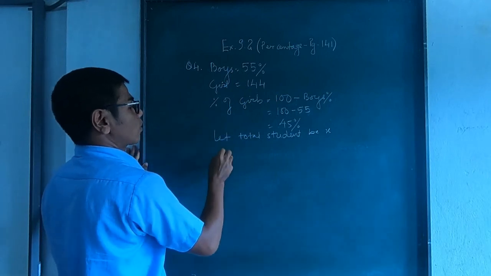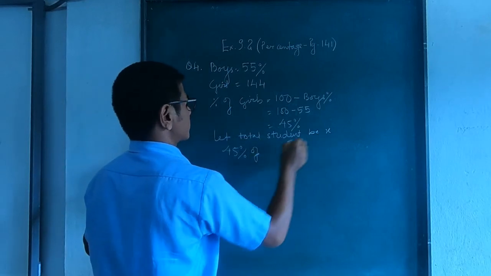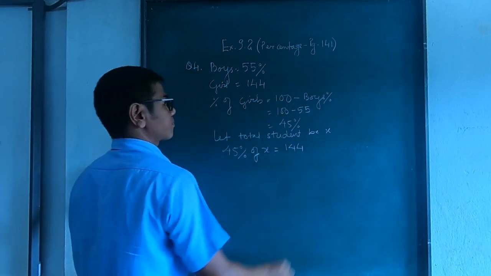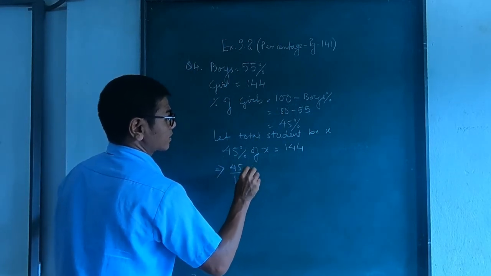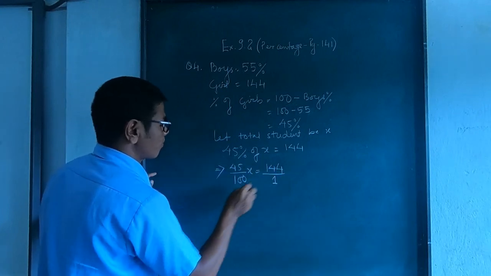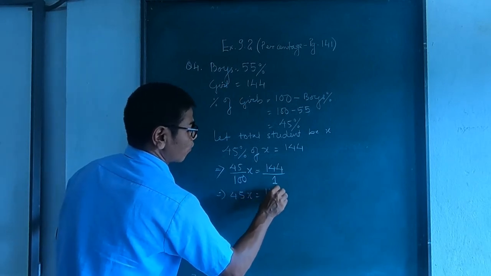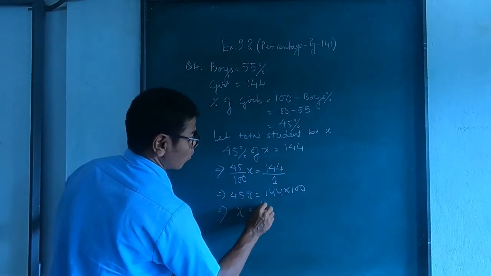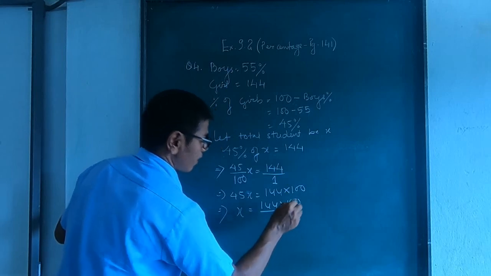So, according to the question, 45% of the total, that is X, is girls. That is the number of girls. So, we write 45 by 100 X equal to 144. We can cross multiply these two. 45X equal to 144 into 100. Thereby, X equals 144 into 100 divided by 45.